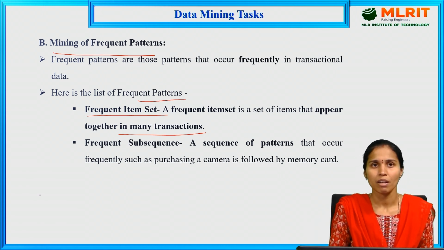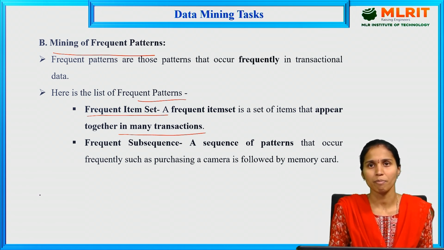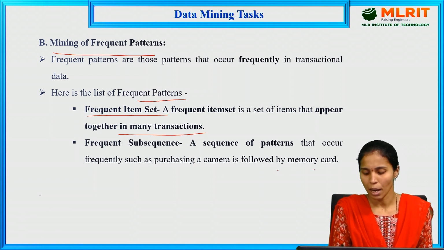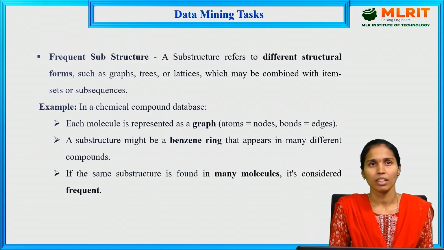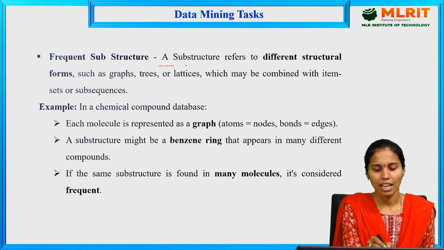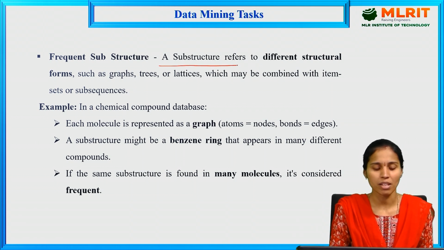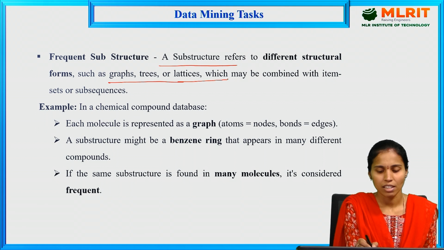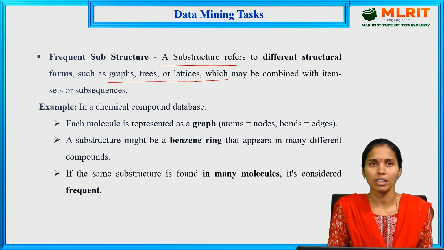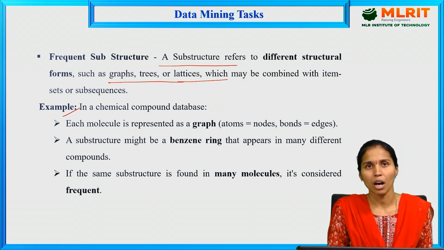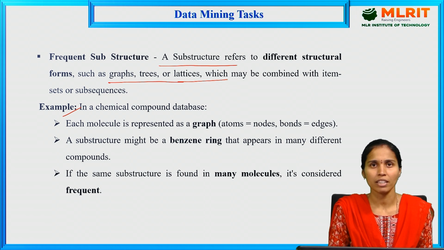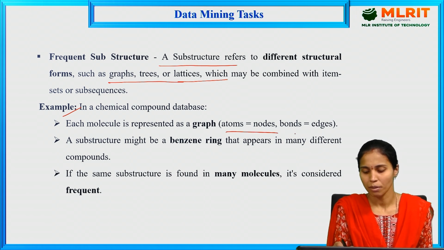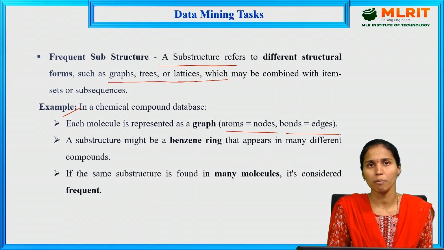The second one is frequent subsequence. A sequence of patterns that occur frequently, such as purchasing a camera is followed by a memory card. Third one is frequent substructure. A substructure refers to different structural forms such as graphs, trees or lattices, which may be combined with item sets or subsequences. Example is, in a chemical compound database, each molecule is represented as a graph. The atoms are nodes, bonds are edges. A substructure might be a benzene ring that appears in many different compounds.